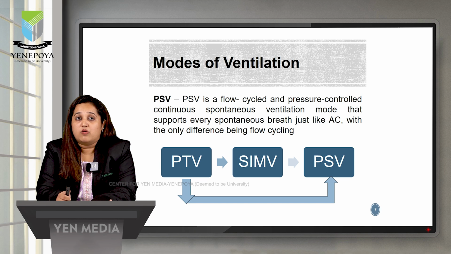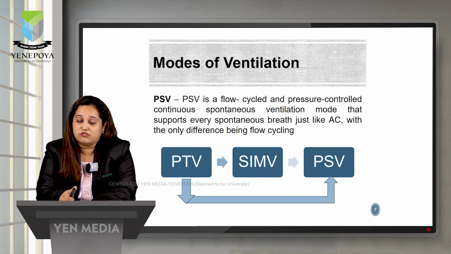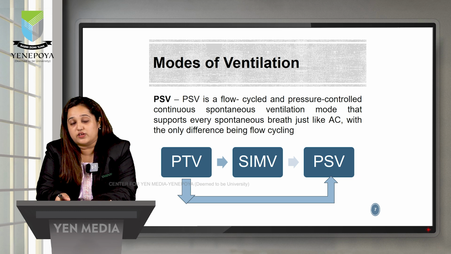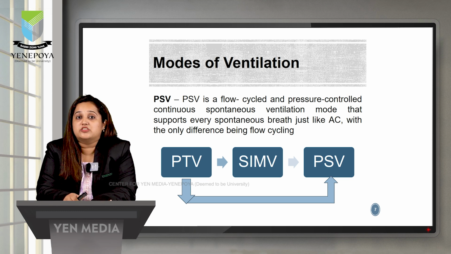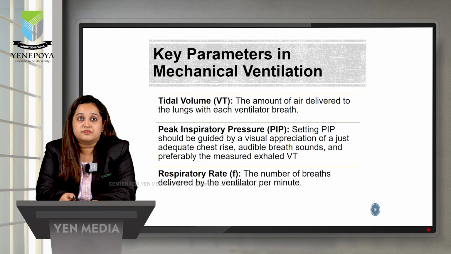Now, it's not necessary that you go step by step, that you go from PTV to SIMV and then PSV. You can directly go from patient triggered ventilation to pressure support ventilation also. So this is how we usually ventilate neonates in the NICU.